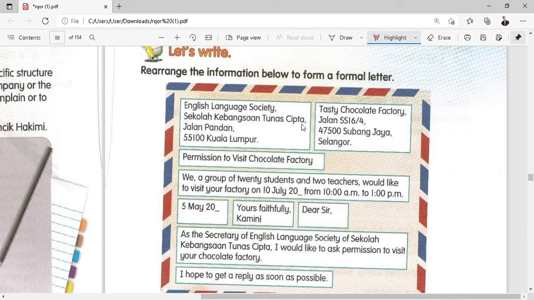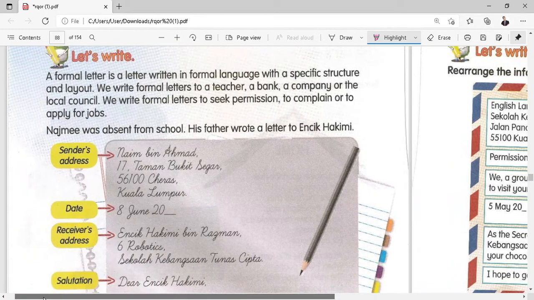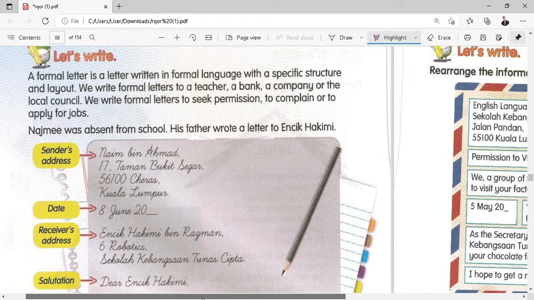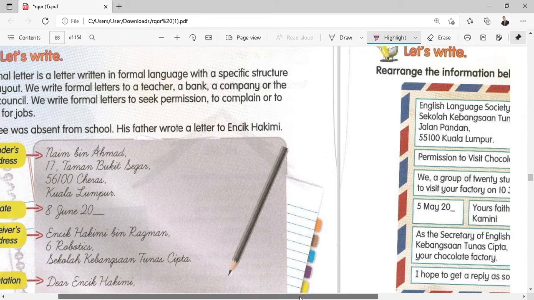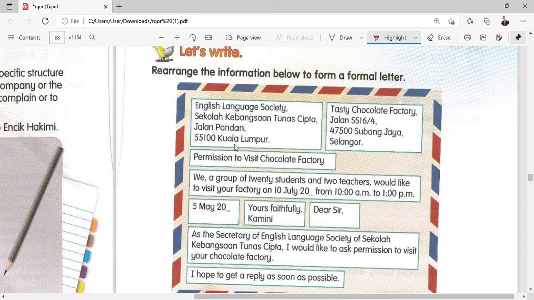Let's look at the second box. Tasty Chocolate Factory, Jalan SS16/4, 47500 Subang Jaya, Selangor. This is also an address. Remember? Let's look at this one again. We must have two addresses. One is the sender's address, another one is the receiver's address. When writing a formal letter, we must have two. So we have two addresses here.